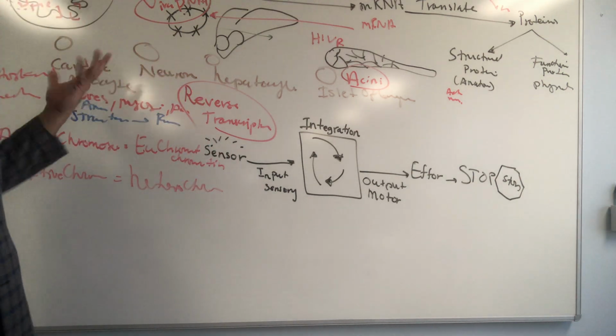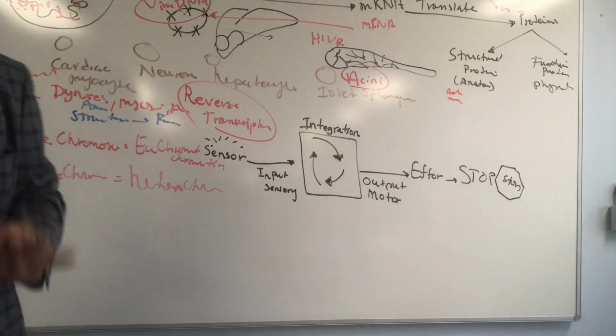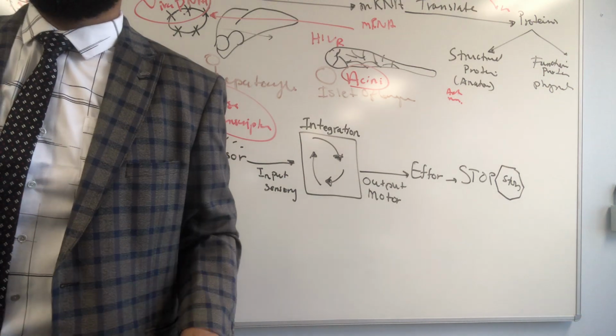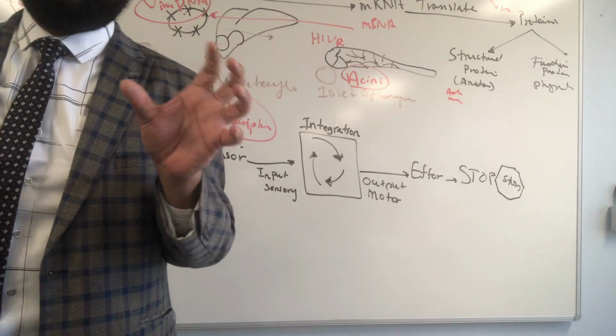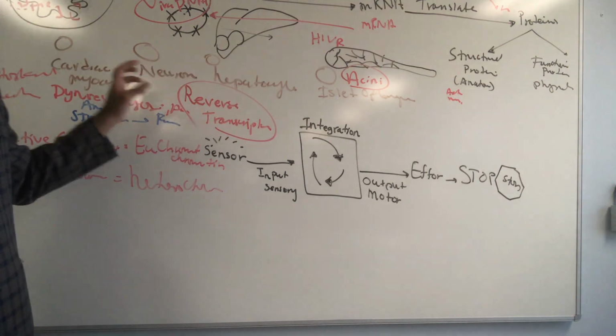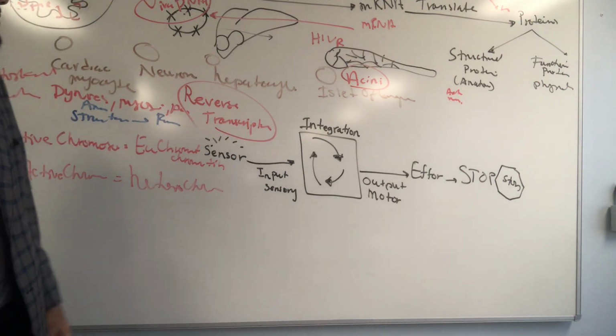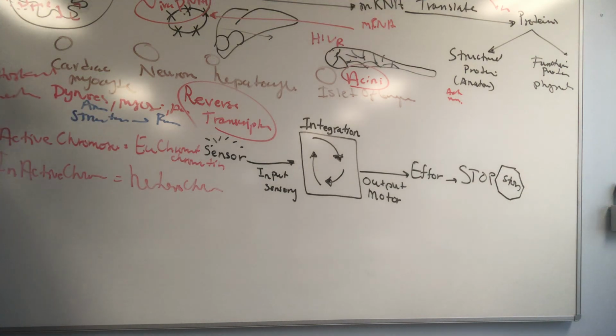So what makes all of these cells different, although they all have the same identical DNA, is that they have different euchromatin. Each one has the euchromatin that makes it unique. Okay, so we are done with all of these.